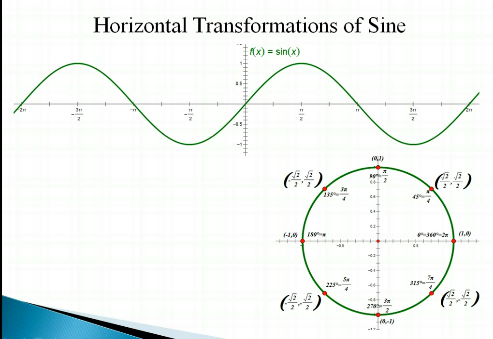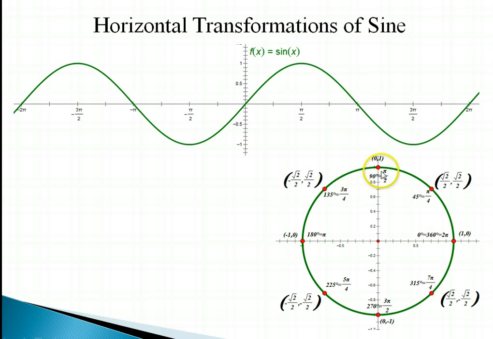Now, recall that we got those critical points from the unit circle. Remember that the unit circle gives us ordered pairs. For instance, at 0 degrees, we have the ordered pair 1, 0, where 1 is going to represent your cosine and the 0 is going to represent the sine. So the sine of 0 is 0.